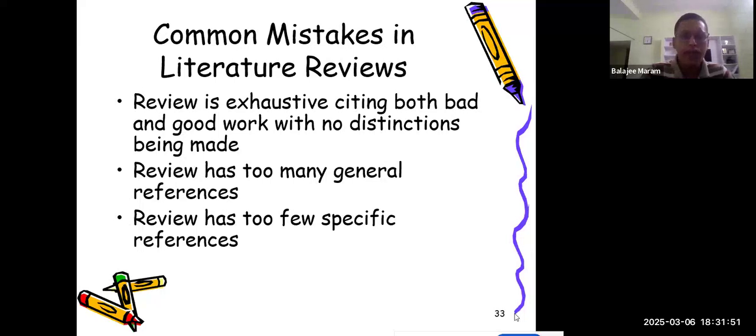And the last point: the review has too few specific references. Is it okay? When we are doing research and a literature survey, we should refer to the maximum number of papers, not just two, three, four, or 10 papers. At least we should refer to 30, 40, or 50 papers. If it is PhD work, definitely 200 papers. These are some metrics for how many papers we need to refer to as a PhD scholar or as a researcher.